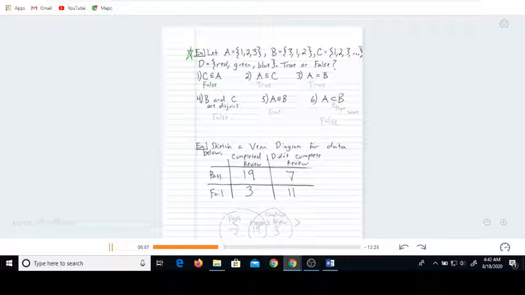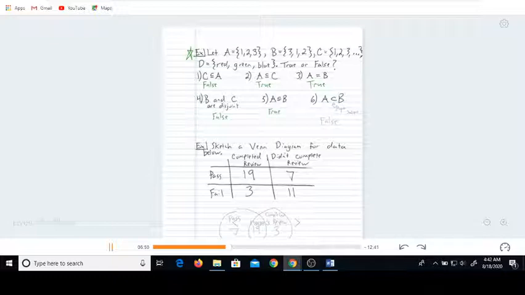Is A a subset of C? Well, that is true. If you look, everything from A is also inside of C. Alright, and then example number 3: is A equal to B? True. They are equal to each other. That's because everything from A is inside of B, everything from B is inside of A, so as you can see the two sets are equivalent. Number 4, B and C are disjoint. This is false. They have elements in common. Number 5, A is a subset of B. That is true.